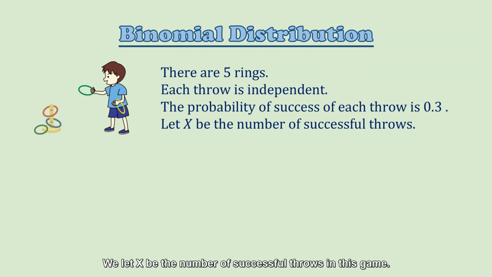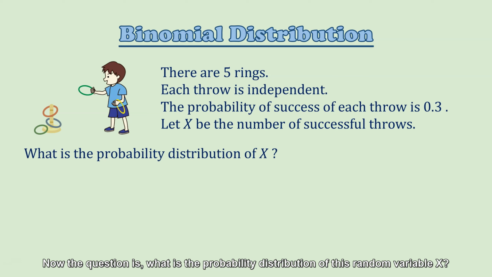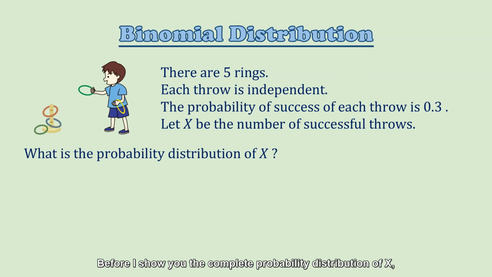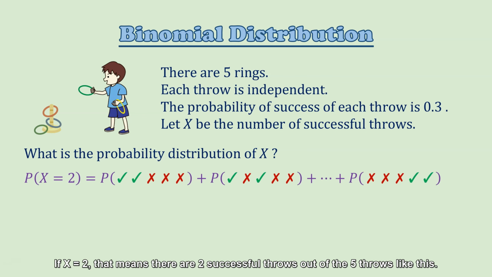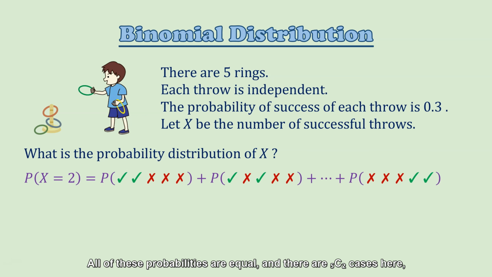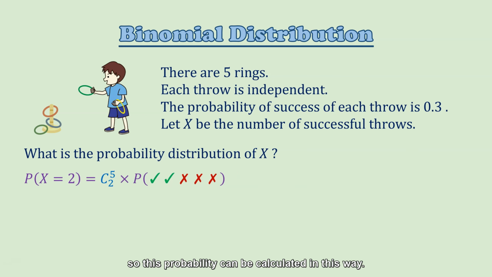We let X be the number of successful throws in this game. Now the question is, what is the probability distribution of this random variable X? Before I show you the complete probability distribution of X, firstly let's consider one of the probabilities, the probability that X is equal to 2. If X is equal to 2, that means there are 2 successful throws out of the 5 throws like this. All of these probabilities are equal, and there are 5C2 cases here.